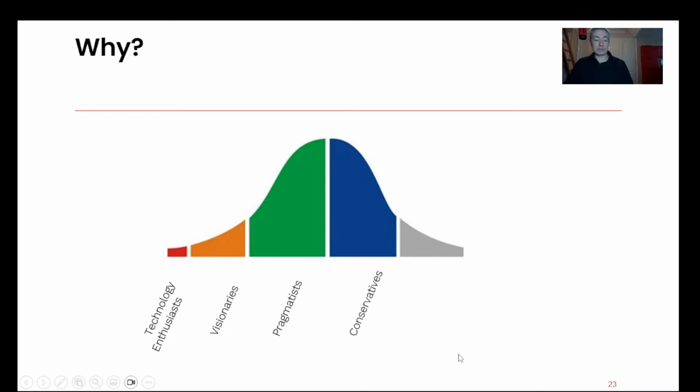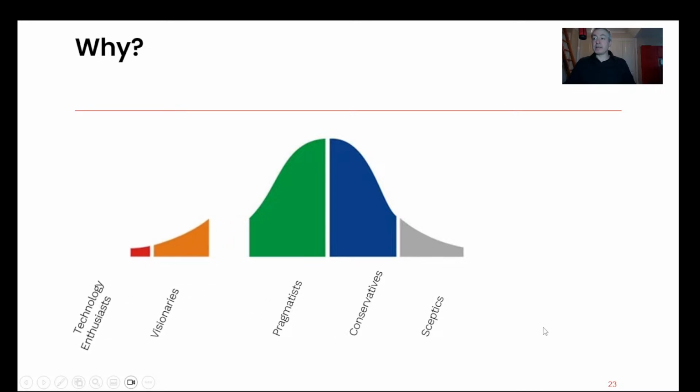You do have conservatives. I would describe the NHS, the National Health Service in the UK, as a conservative organisation. They really do want health economics and the whole return on investment proven out. And then you have skeptics, who are going to be the last to adopt the technology, or maybe even never. The point is there's a big gap between the visionaries and the pragmatists.